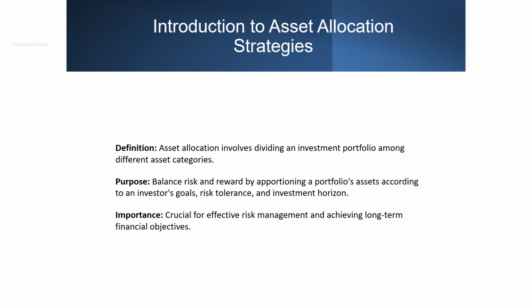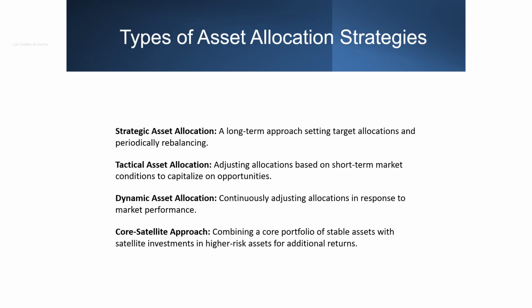Asset allocation involves dividing an investment portfolio among different asset categories to balance risk and reward. It is crucial for effective risk management and achieving long-term financial objectives, as it aligns the portfolio with an investor's goals, risk tolerance, and investment horizon. There are several types of asset allocation strategies.